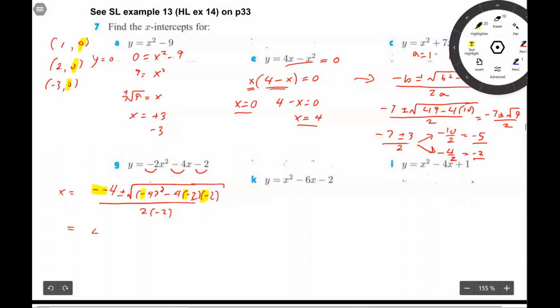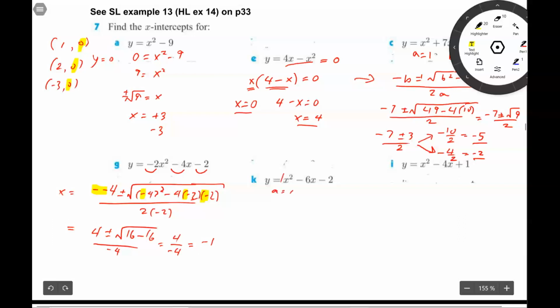So we got positive 4 plus or minus the square root of 16 minus 4 times 2 times 2, which is, oh, that's also 16. What a coincidence. Divided by negative 4. So that means 4 plus or minus 0 divided by negative 4. So that means the answer is negative 1, and there's only one solution, negative 1. Okay. What about K? So K has A equals 1.